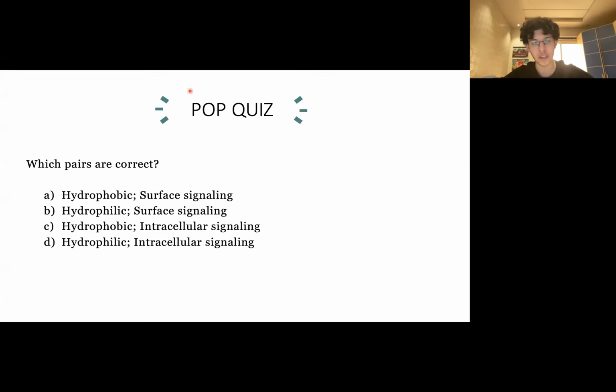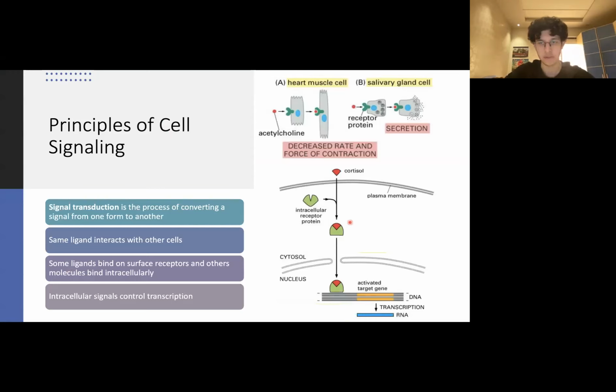Great. Okay, let's go through it. Let's go back to our old diagram right here. Again, we said that the plasma membrane will only allow substances which are hydrophobic to pass through without any channels. This means hydrophilic needs surface binding and hydrophobic will bind intracellularly, because it can pass through the plasma membrane passively without any sort of channel.